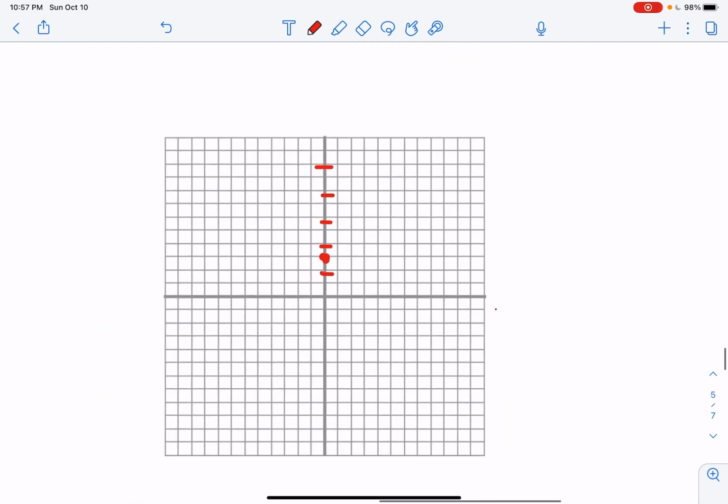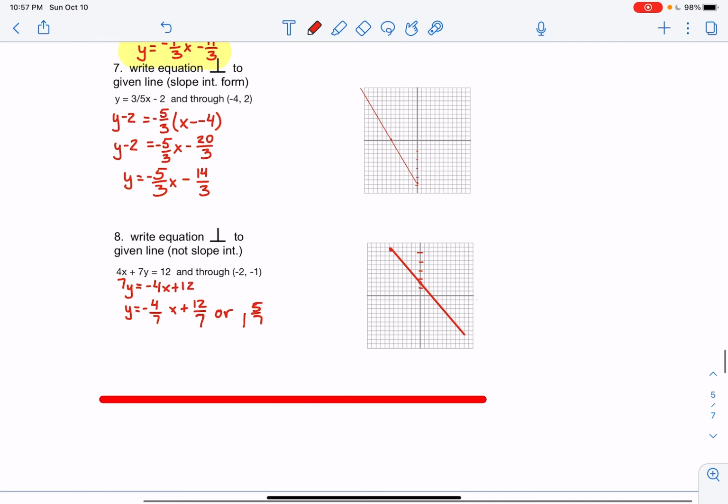So I go down 1, 2, 3, 4, or I can go up 4. 1, 2, 3, 4, left 7. 1, 2. Right around there. I'm going to connect my dots there. I'll get the graph of my line.